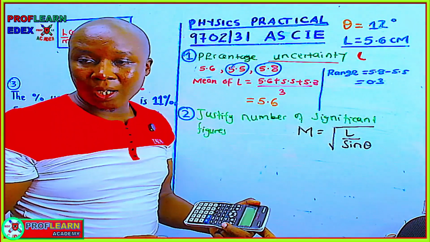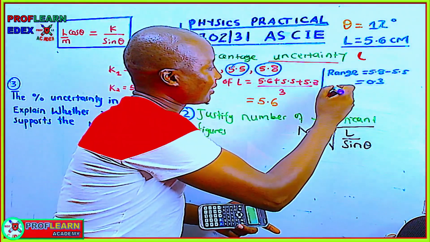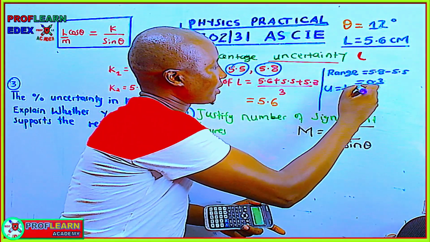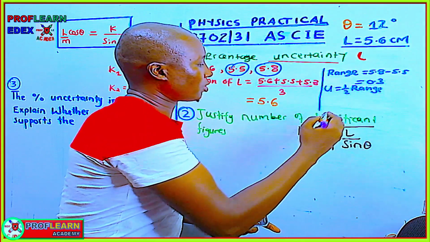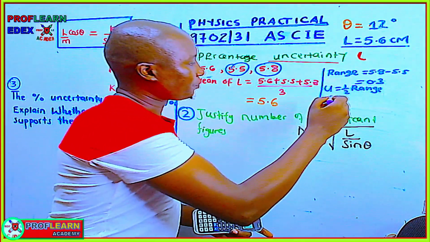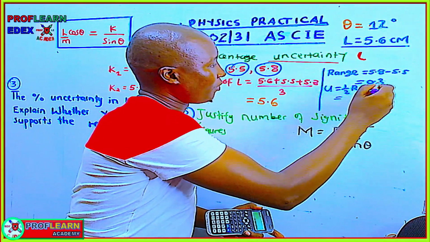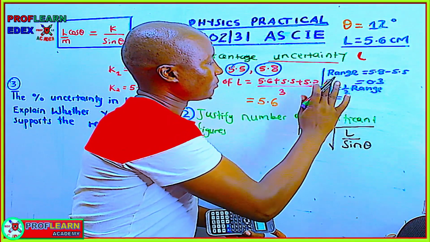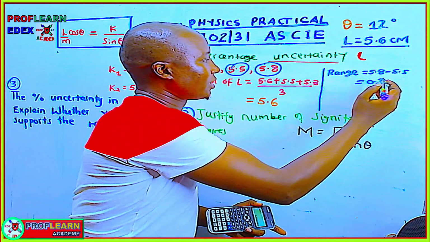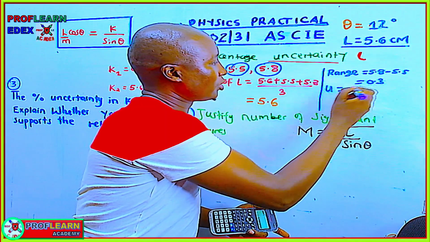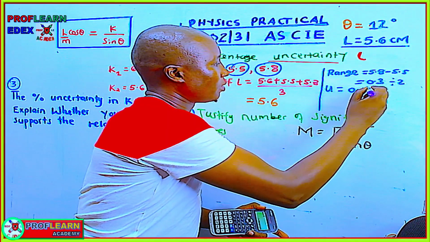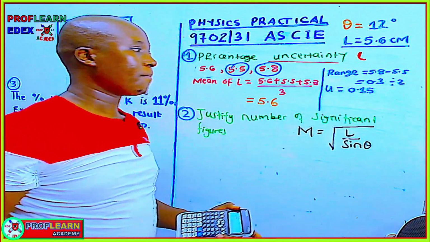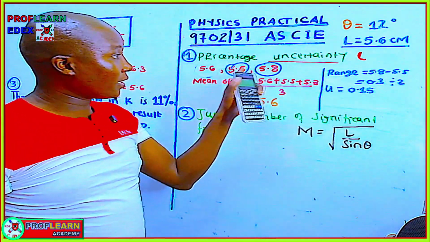So how will you work out the uncertainty? Uncertainty is equal to a half of the range. A half of this range, you divide this by 2, and the uncertainty is going to be 0.15. That is the uncertainty for this L.